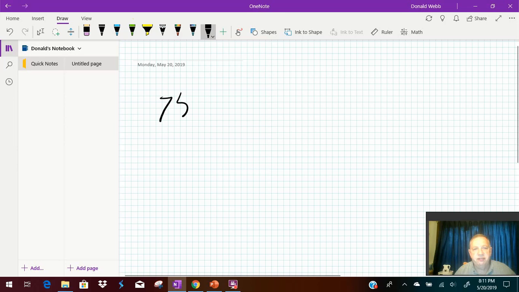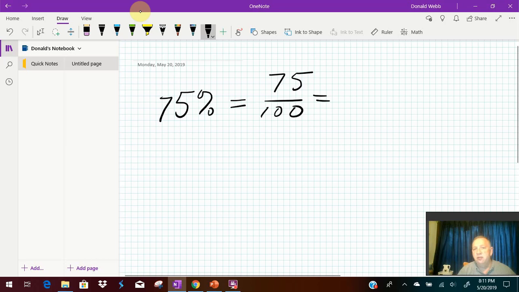I want to represent 75% as a fraction in lowest terms. Okay. To do this, I just realized what a percent is. That's per 100. So I need to write that as 75 over 100 and then reduce them down to lowest terms. This is 25, 3 times 25, 4 times 25. So I'm going to divide the top and the bottom by 25. And then that's going to be my 3/4.